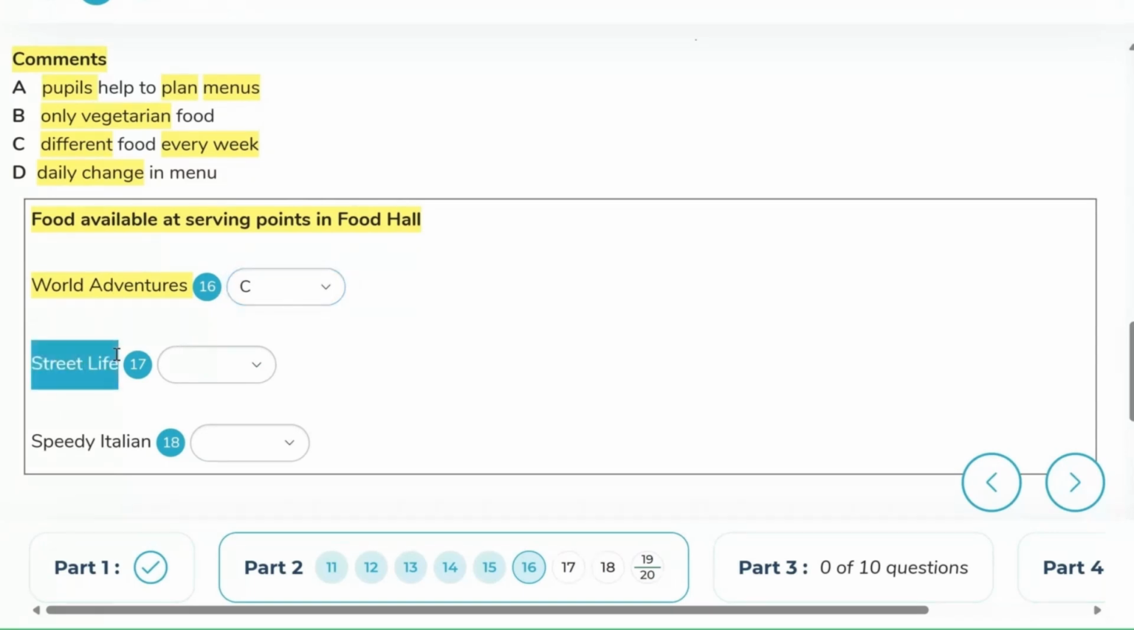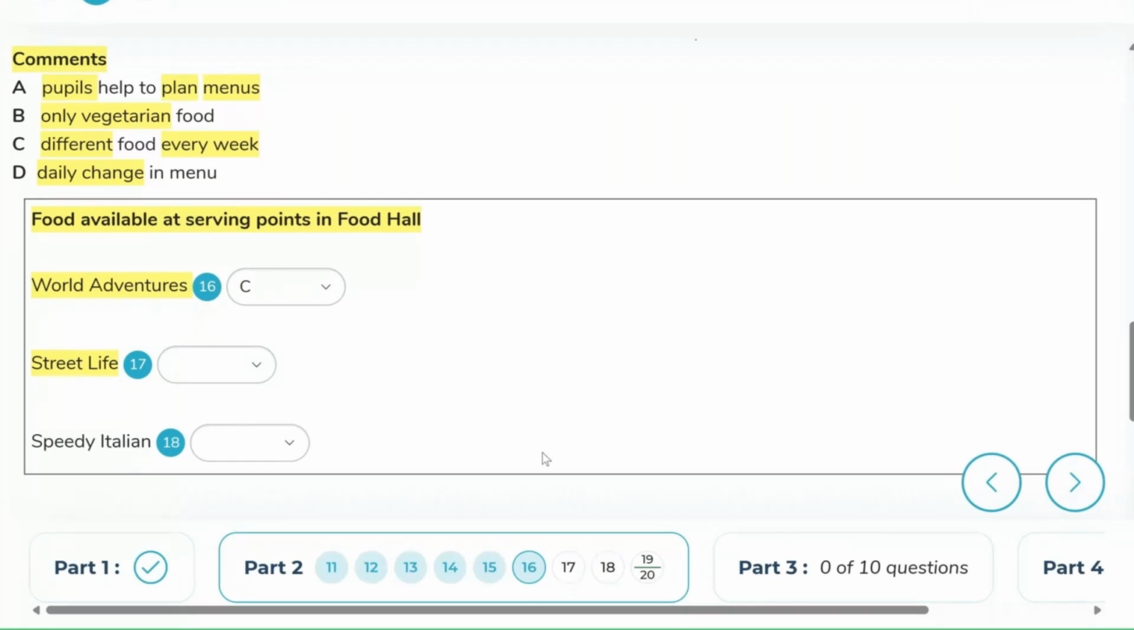The next serving point is street life. Street life is also international, with food from 3 particular cultures. We'll ask pupils to make suggestions, so perhaps sometimes there'll be food from Thailand, Ethiopia, and Mexico, and then one of them will be replaced by Jamaican food for a week or two.